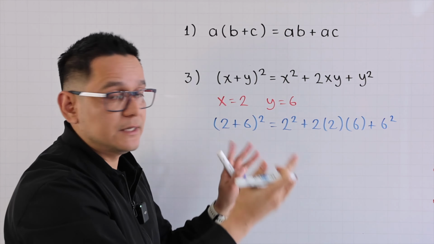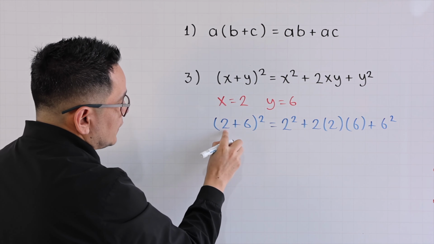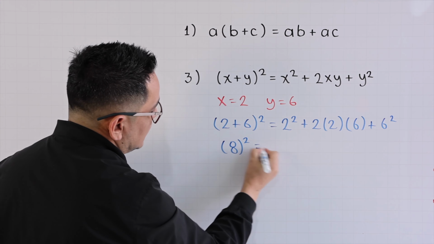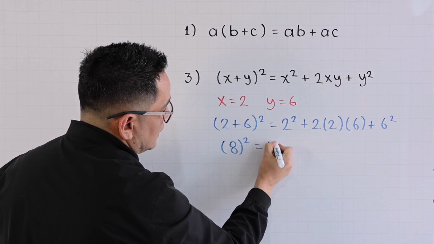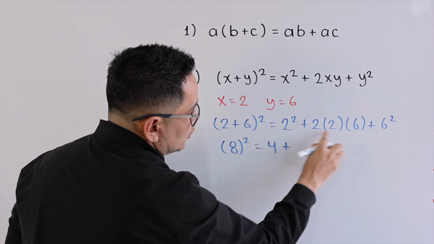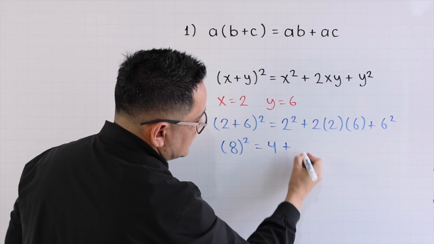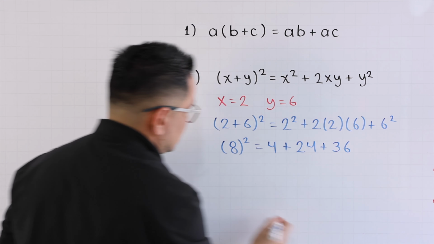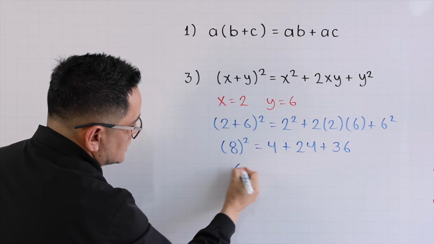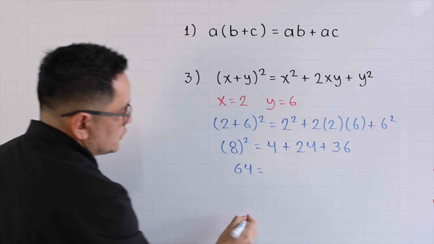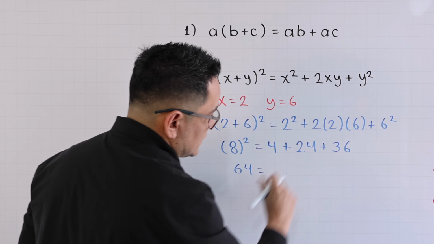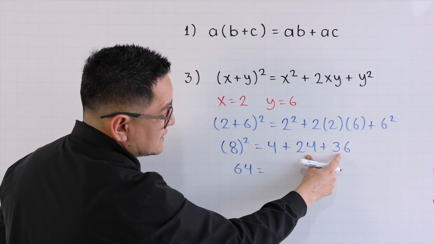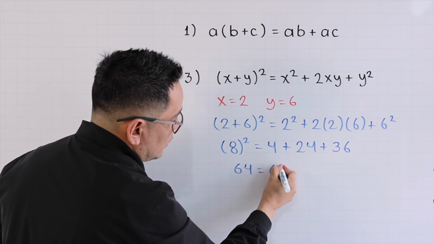Regardless of what values we're using, 2 plus 6 is 8. So here, I would have 8 squared. On the right side, we have 2 squared, which is 4, plus 2 times 2, that's 4, and 4 times 6 is 24, and plus 6 squared, which is 36. 8 squared is 64, and on the right side, we have 4 plus 24 plus 36. Let's see. 36 plus 24 is easy. That's 60 plus 4 is 64.